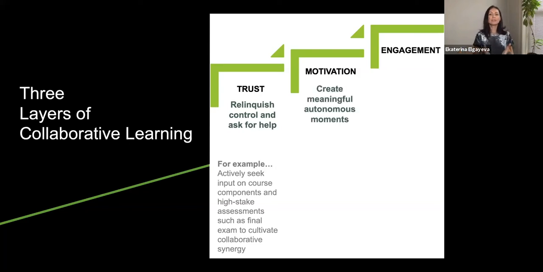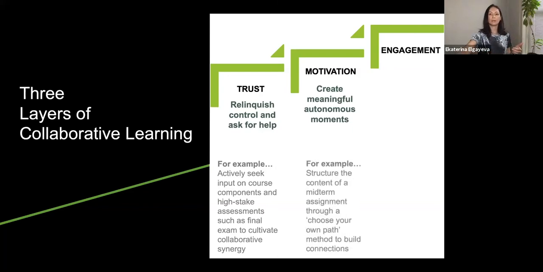Motivation, so create some of these autonomous moments, as I call them, because it is that autonomy that produces within us some additional oomph to go after something. So structure, for example, the content of a midterm, and I've mentioned this before, kind of choose your own adventure, choose your own path, give some options that the students can work within, and use those options to gauge which ones students are gravitating towards more than others. And that could be some insightful information to use as you continue to structure your assignments for the forthcoming term.